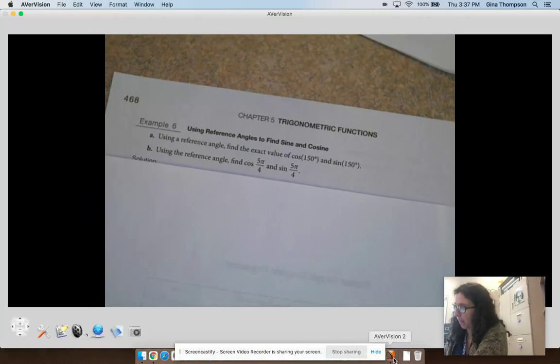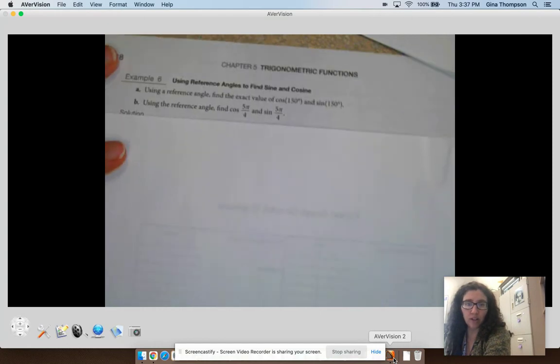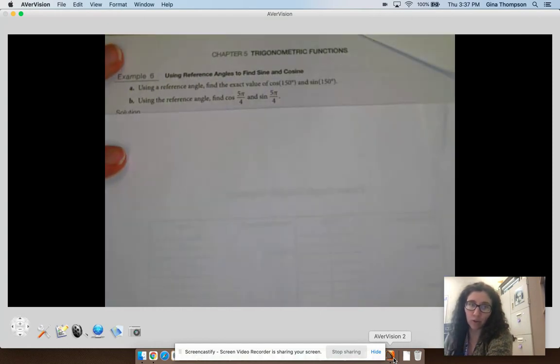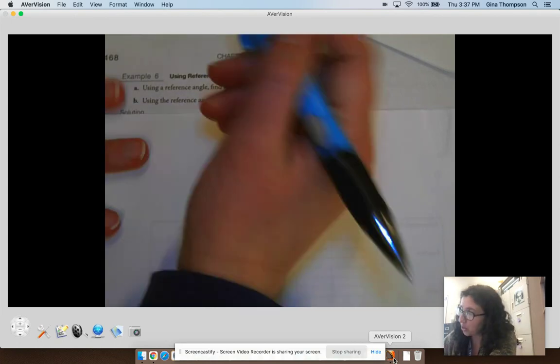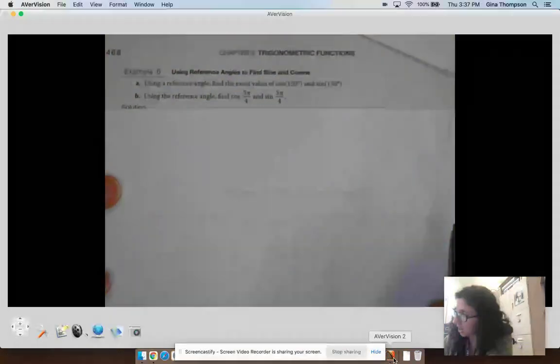All right, so let's do it. Using reference angles, find the exact value. Exact value means we want it in terms of square roots and things like that. We don't want a decimal approximation, because otherwise you could just put this in your calculator, right? I'm not asking you to just put it in your calculator. I'm asking you to actually find the values. So cosine of 150 degrees and sine of 150 degrees.